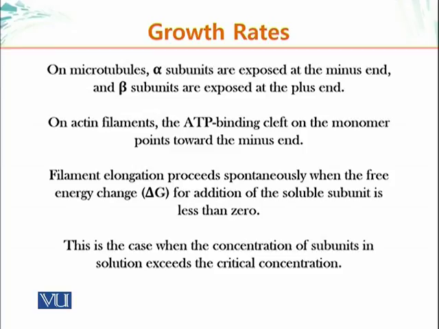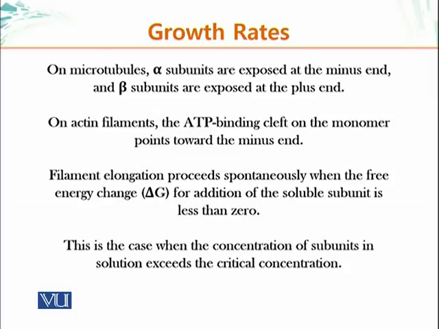On actin, the ATP binding cleft on the monomer points towards the minus end. We saw that when we were looking at the ultrastructure there. Filament elongation proceeds spontaneously when the free energy change, delta G, for addition of soluble subunit is less than 0. So if delta G is less than 0, that's a favorable reaction. You can think of addition of monomer to polymer as a reversible reaction. You can add monomers or you can remove monomers.